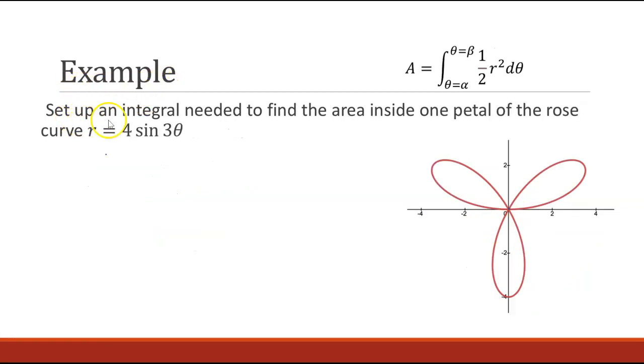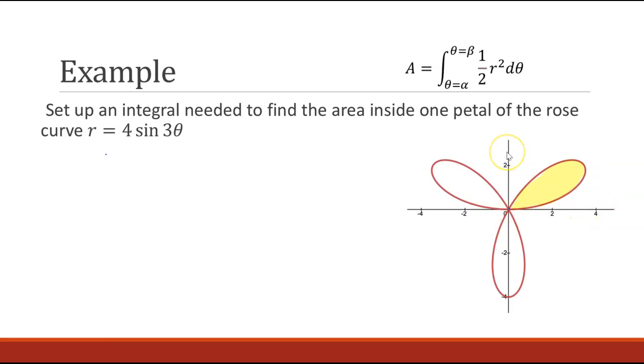In this example, I want to set up an integral needed to find the area inside one petal of the rose curve r equals 4 sine of 3 theta. So this rose curve has 3 petals. We want to find the area inside of one petal. So here, let's say we want to find the area of the petal that's over here in quadrant 1. Well, we need to be precise about our limits of integration here. Where does this polar curve extend from?